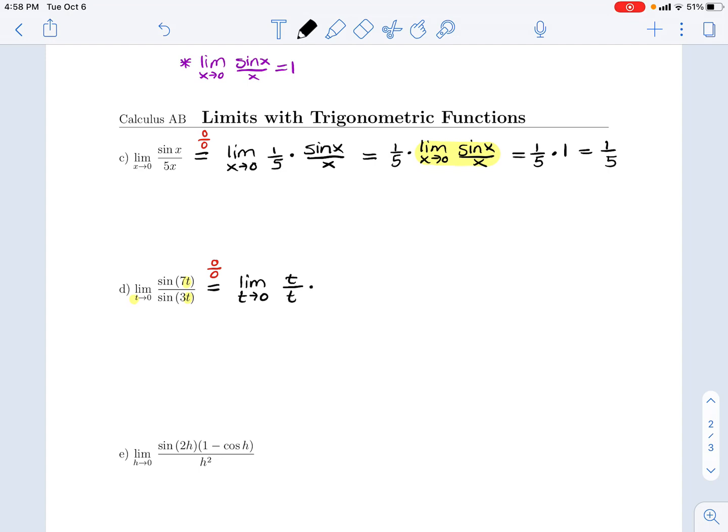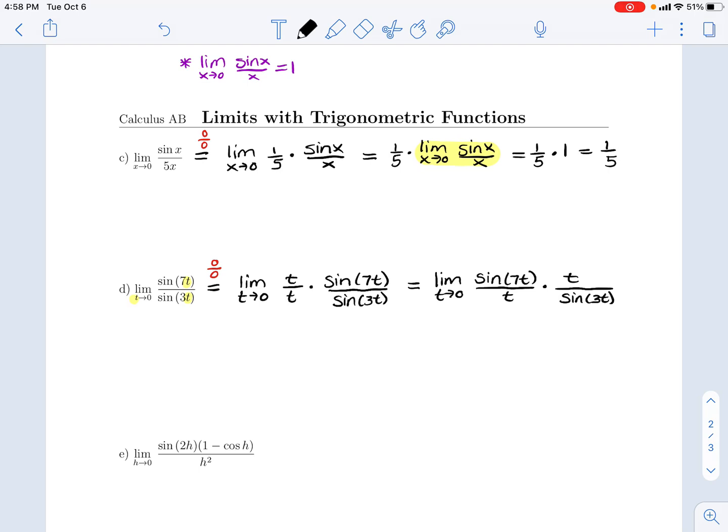Of t over t times sine of 7t over sine of 3t. Okay, and so I'm not sure if we're completely convinced why this helps us. Well, multiplying this through, I can rearrange and say that this is equal to the limit as t approaches 0 of sine of 7t over t times t over sine of 3t.